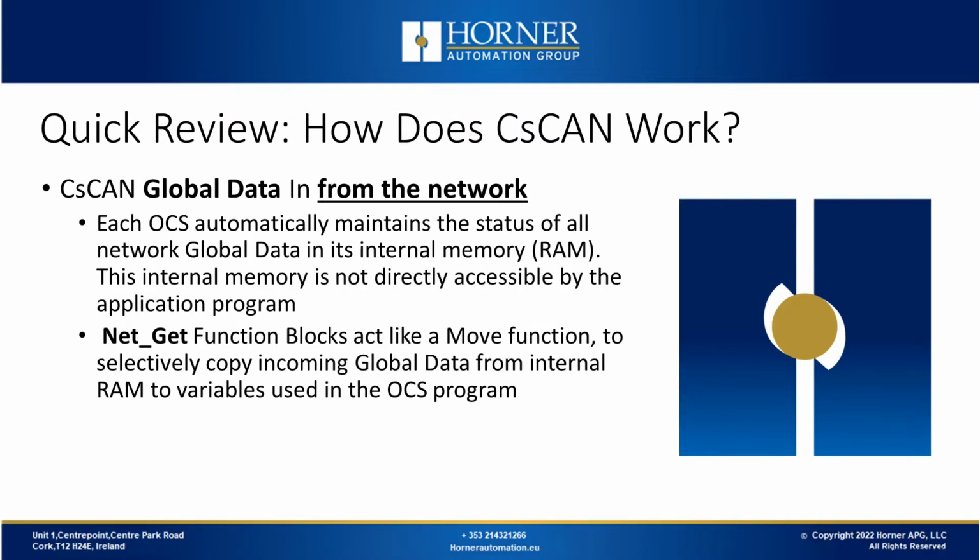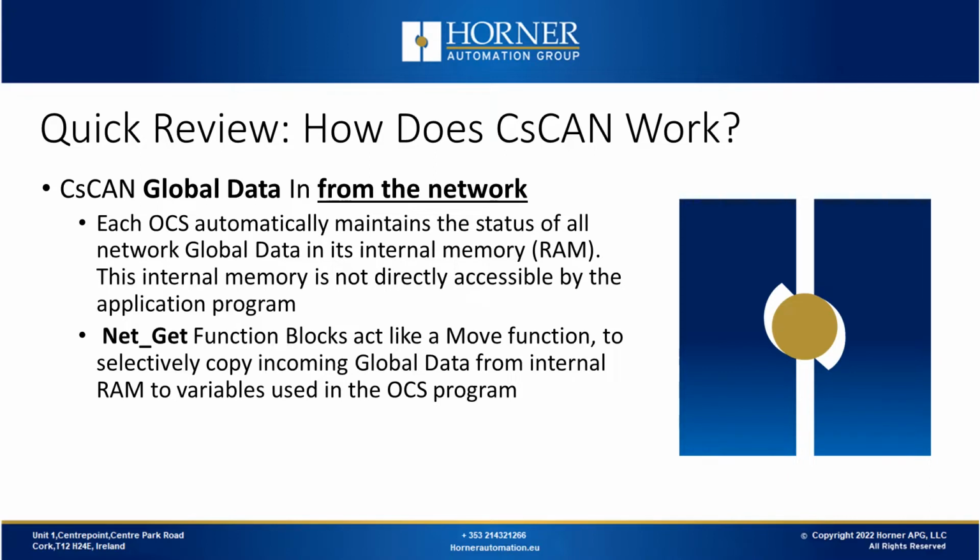Next, we'll look at global data in from the network. With Cscan, every OCS in the background automatically sees any global data that's flying around on the network and makes a copy of it into its internal memory, or its RAM. And then each OCS can use NetGet function blocks to act like a move block. That function grabs data from the internal RAM map and copies it to a variable that can be used in the OCS program. No traffic is generated by a NetGet, unlike a NetPut function block.